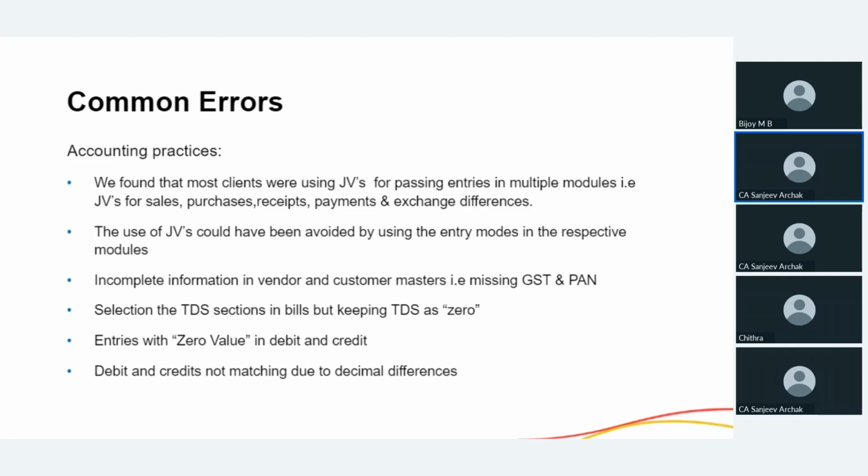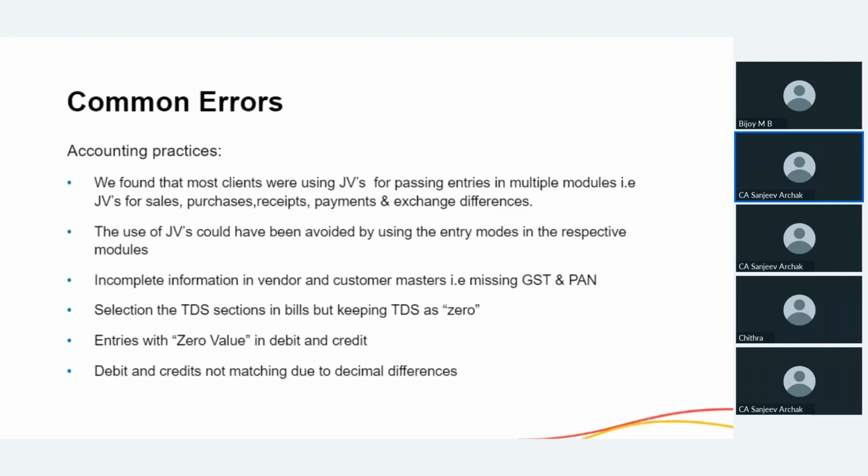Now, one of the examples of those errors was selecting TDS sections but not mentioning the actual TDS deduction, right? So we had a case where you had selected, let's say, 194J, but instead of mentioning the TDS amount, the amount was mentioned as 0. Now Zoho Books also had trouble reading this data, right? So it threw out an error saying that we can't account this TDS because you've selected the section, there is no amount.